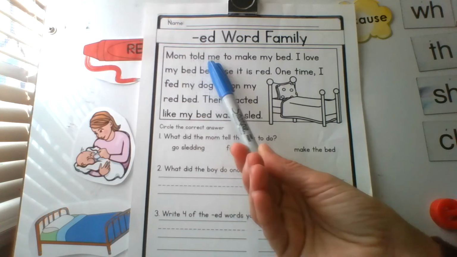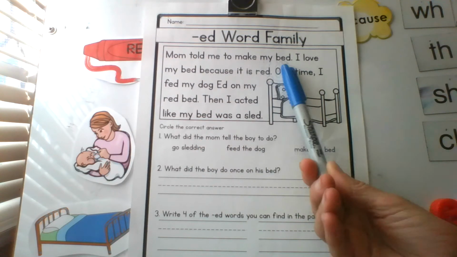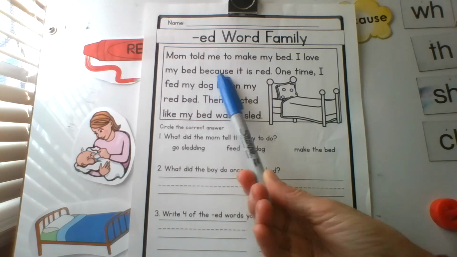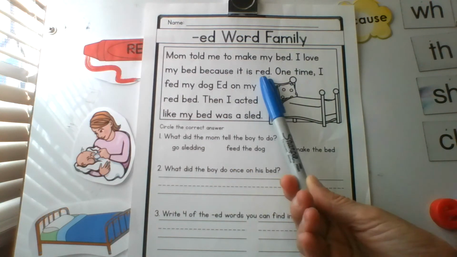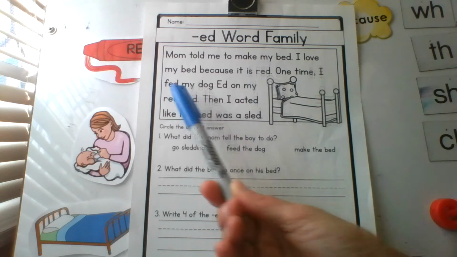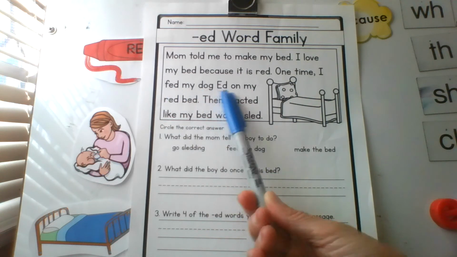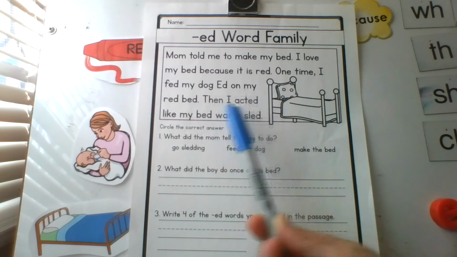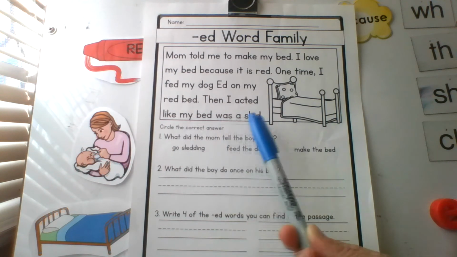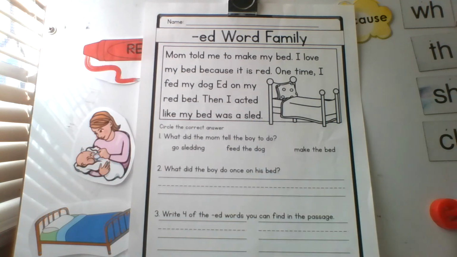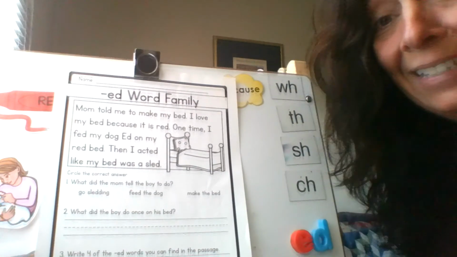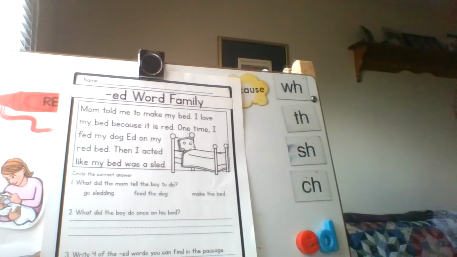Mom told me to make my bed. I love my bed because it is red. One time, I fed my dog Ed on my red bed. Then I acted like my bed was a sled. Oh my goodness, I wonder if you do all those things on your bed. That's a lot of stuff that this boy does on his bed.